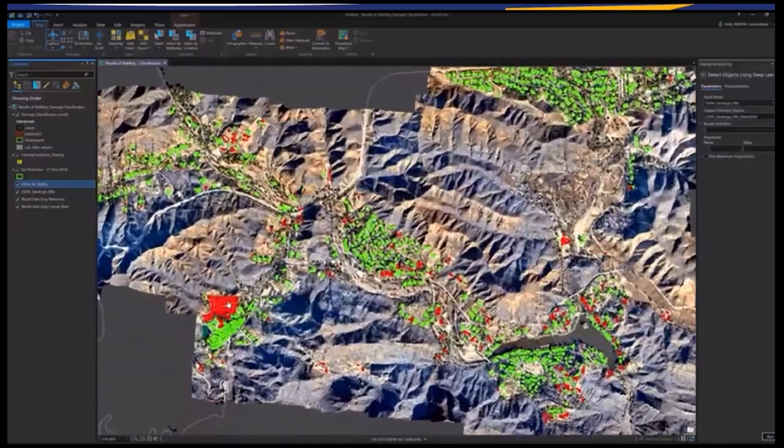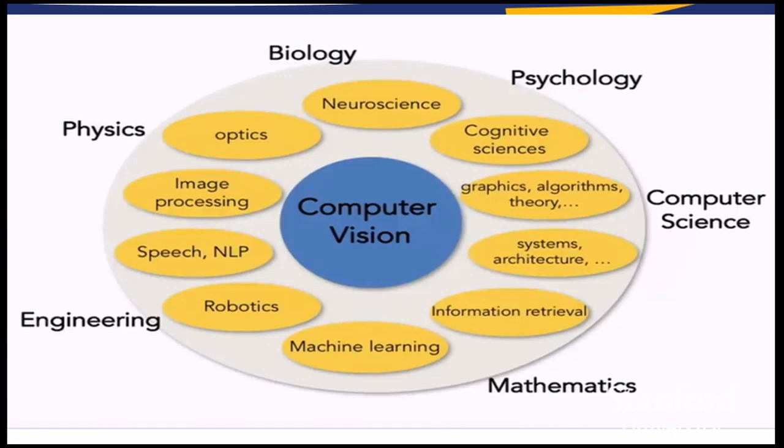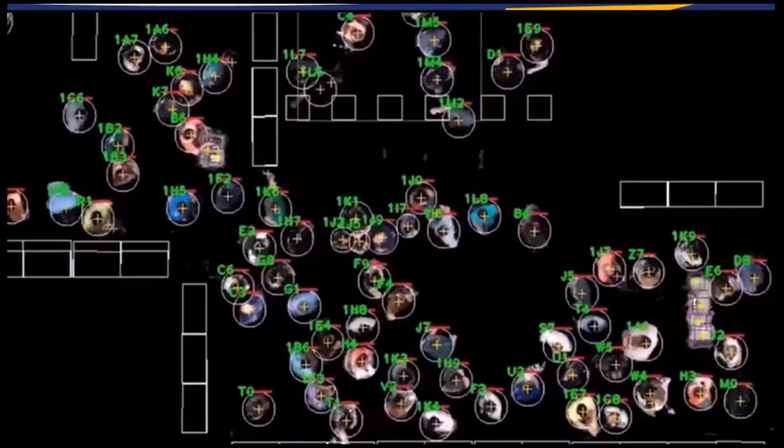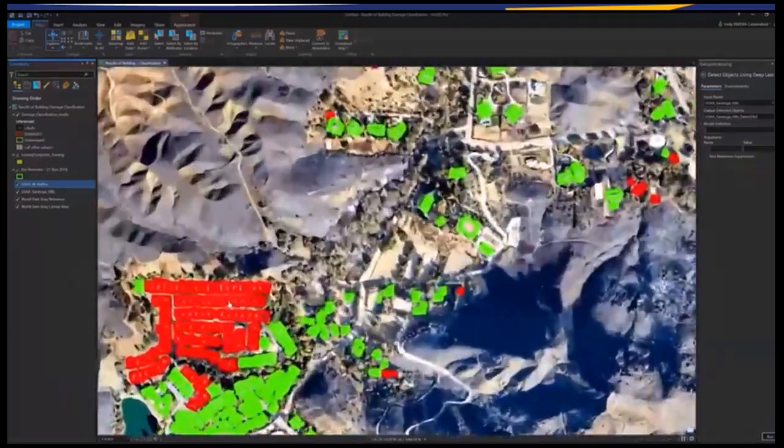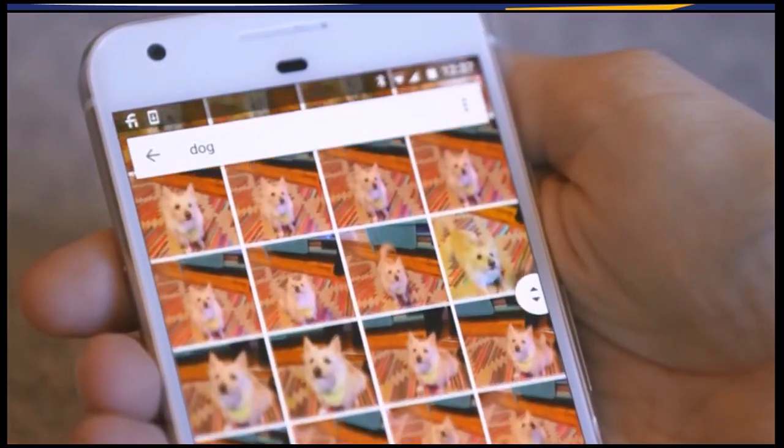So these are multidisciplinary fields: biology, neuroscience, physics, optics, image processing, speech, natural language processing, engineering for robotics, machine learning, mathematics, information retrieval, system architectures, computer science, graphics, algorithm theory, and also psychology for cognitive science. All these disciplines come together to form computer vision. Computer vision is simply building machines that see, so machines can interact with the world. The input is digital images and videos, modeling biological perception.